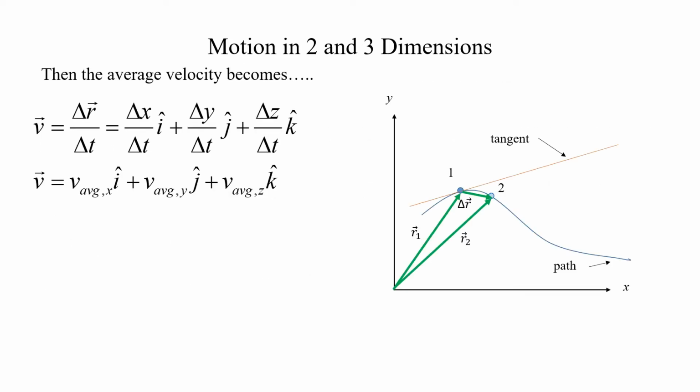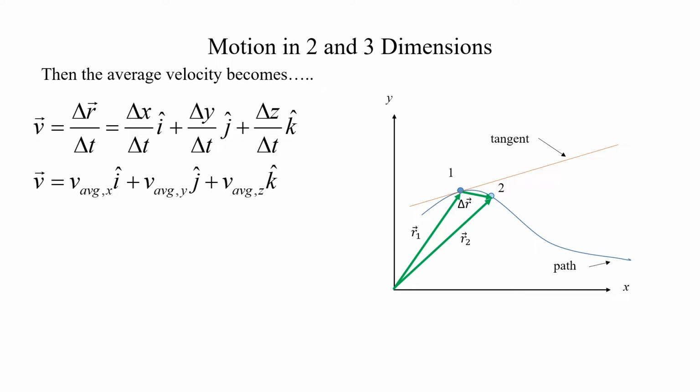Then we can write average velocity as the displacement delta r over the time. So that's delta x over delta t i hat plus delta y over delta t j hat plus delta z over delta t k hat. Of course, delta x over delta t is the average velocity in x, delta y over delta t is the average velocity in y, and delta z over delta t is the average velocity in z. So we have v average x i hat plus v average y j hat plus v average z k hat.